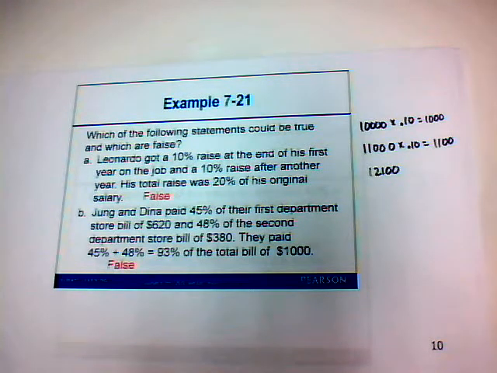Part B, Jung and Dina paid 45% of their first department store bill of $620 and 48% of the second department store bill of $380. They paid 45% plus 48%, or 93% of the total bill of $1,000. Again, that statement would be false, because 93% of the total bill of $1,000 would be $930.